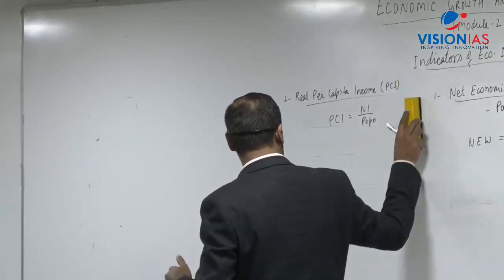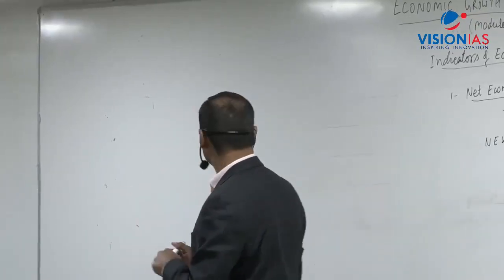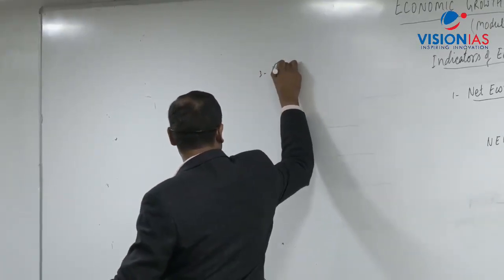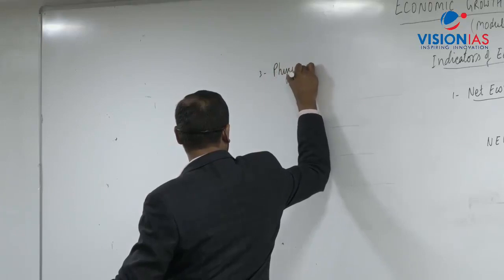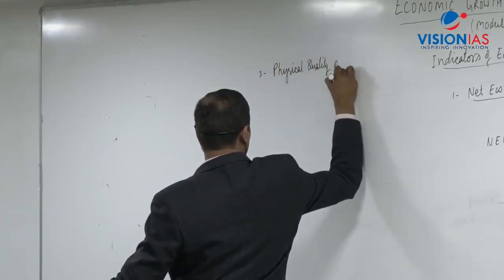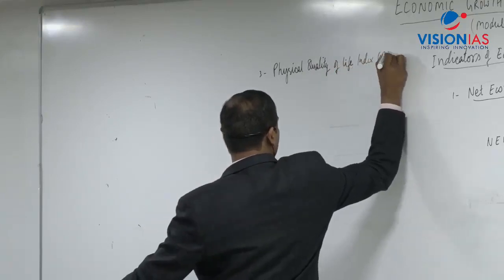Okay, so this is now one more indicator which was used earlier. Briefly, we'll discuss that indicator. The third indicator is PQLI, physical quality of life index. PQLI.